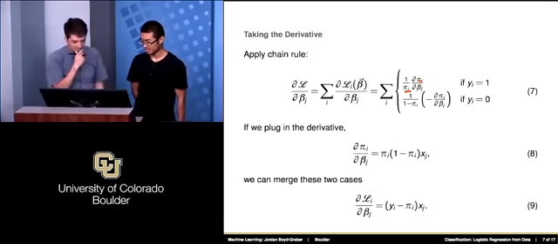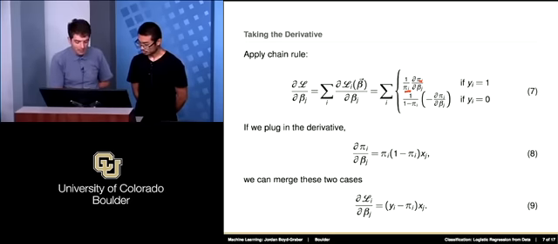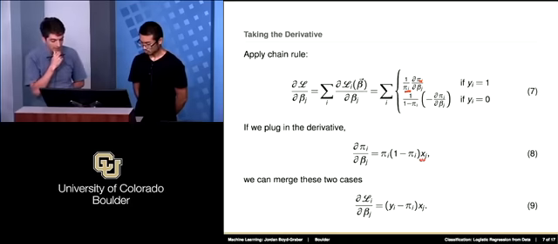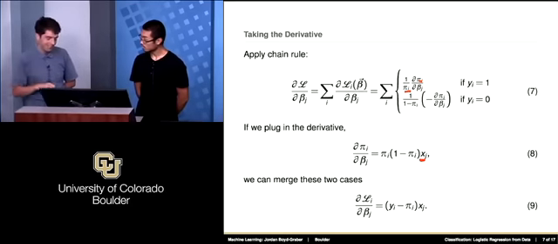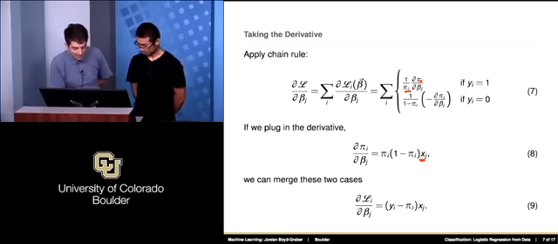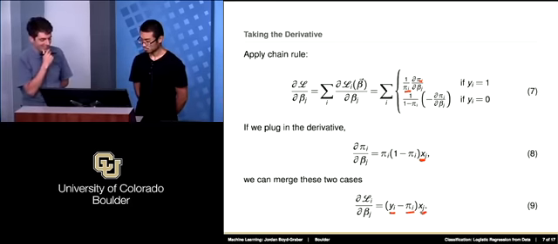Okay, and then we can compute the derivative in those two cases. So it's pi_i times 1 minus pi_i times whatever the value was for a particular feature. And then we can merge the two cases, and so this is why I wrote it like this. You can then write the derivative as y_i minus pi_i times whatever the value of the feature was.